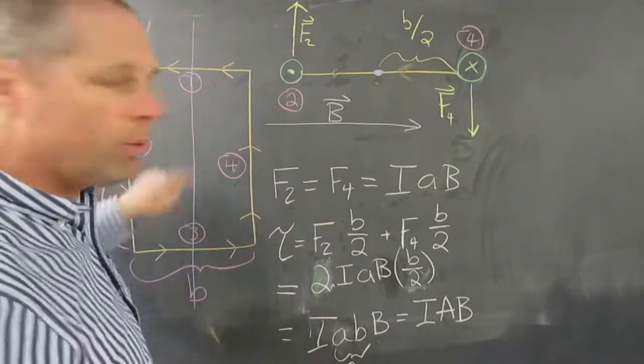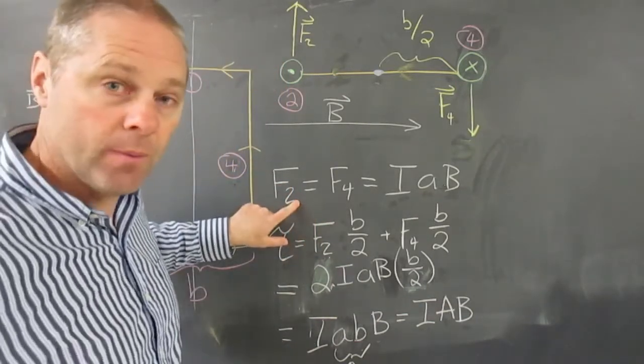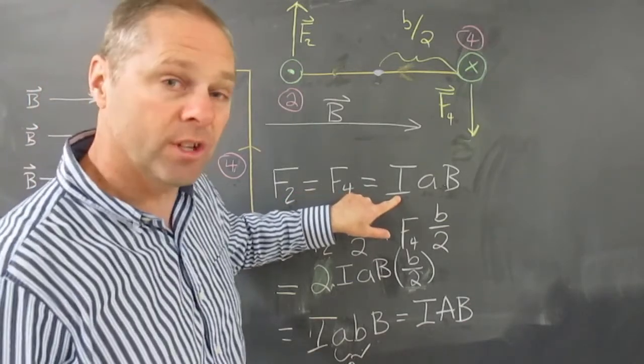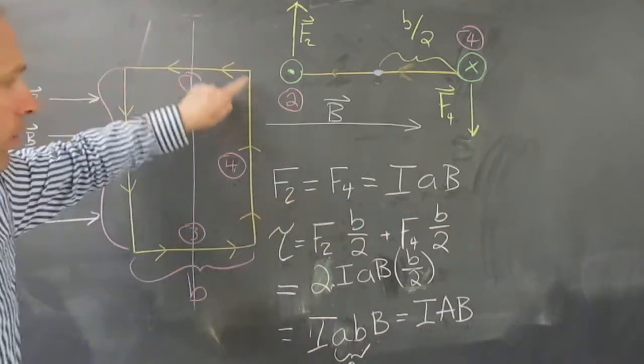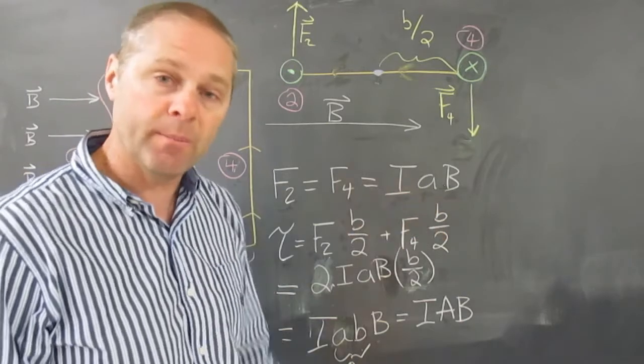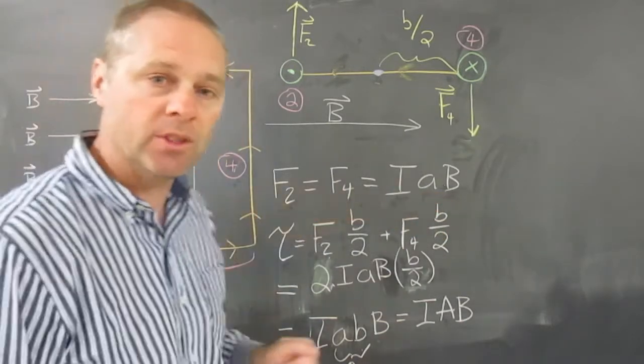Therefore, since the lengths 2 and 4 are equal, forces 2 and 4 are equal, and that's going to be equal to I, which is the current, A, which is going to be our length here, and B is going to be the strength of the magnetic field. So that's going to be our force.